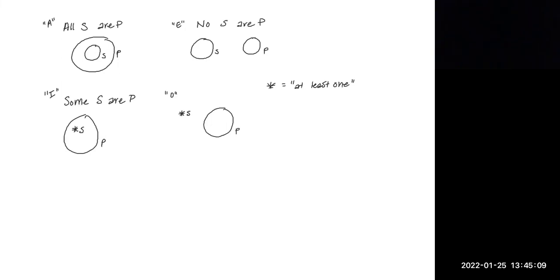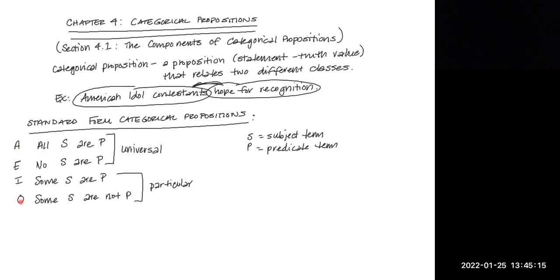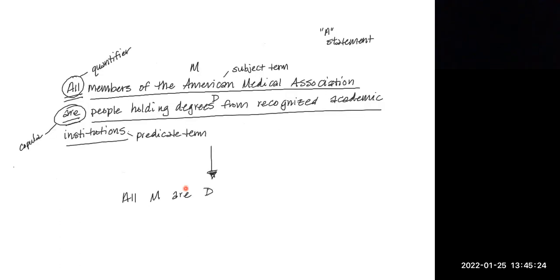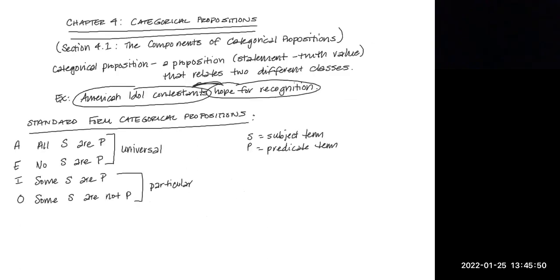So these are the standard form categorical propositions. They are the A, E, I, and O statements. They could be universal or particular. And we can take a look at an English language statement and say, here's the all are, use letters to represent the terms, the subject and the predicate term, and create a standard form categorical proposition of our own from an English language argument. Next, we'll talk about how the traditional square of opposition can be used to relate these standard form categorical propositions to one another.